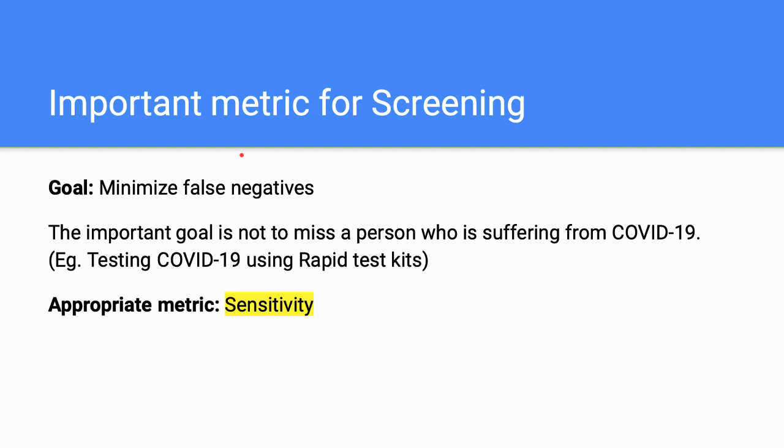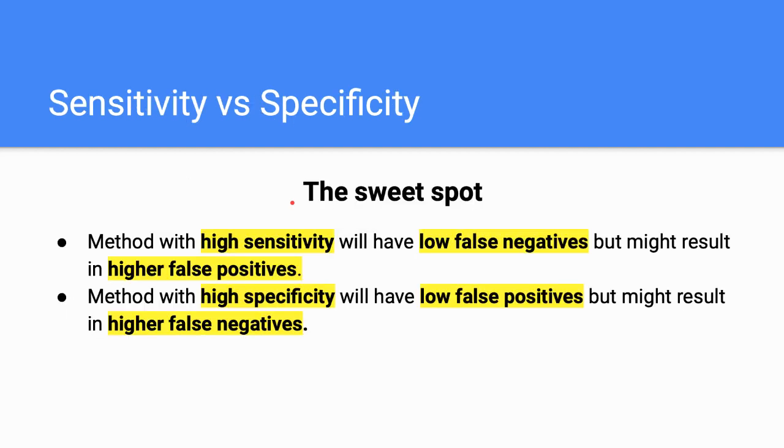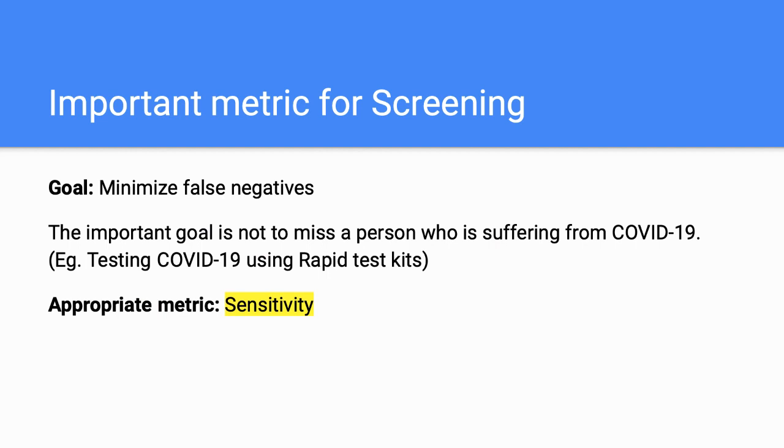Now, what is the most important consideration for screening, let's say, with rapid test kits? In screening, the initial phase, the main goal is to minimize false negatives. The most important goal is not to miss any person who is likely suffering from COVID-19. As discussed in the previous slides, a higher sensitivity will likely result in minimal false negatives. So for screening, a higher sensitivity is more desirable.